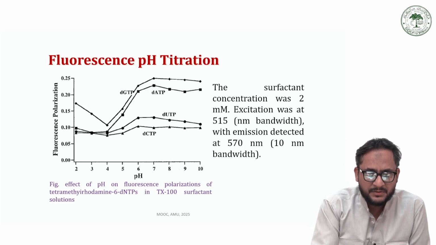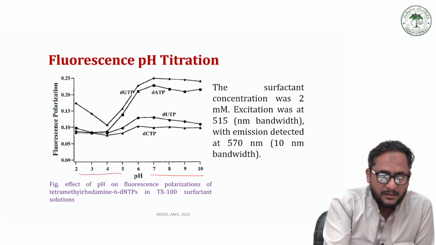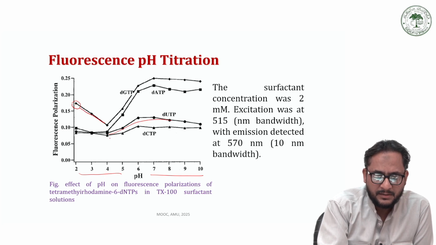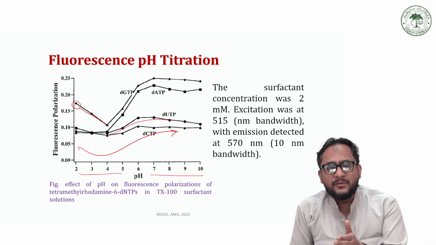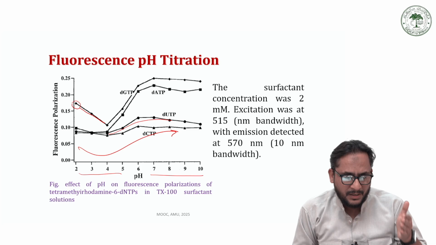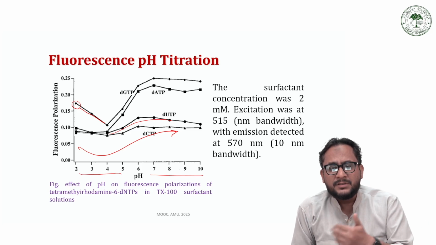The same has been represented in this diagram. Here you can see that we are changing the pH of a solution, and the fluorescence intensity, although it decreases initially, in all cases is increasing as we are moving from lower pH to higher pH, as we are moving from acidic solution to alkaline solution. The intensity of the fluorescence is going up.